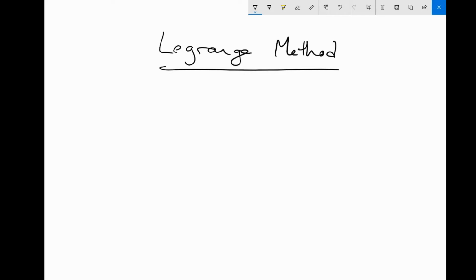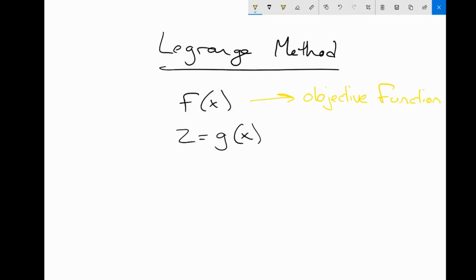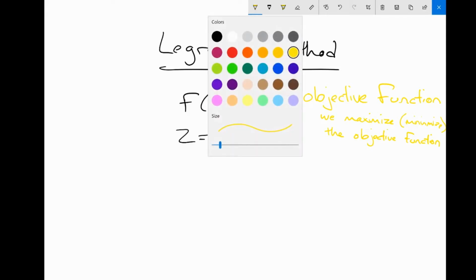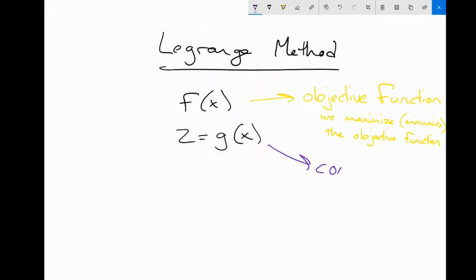What we do is we create a new function. Before we had a function f of x, and then we had a constraint function, some function that constrained our choices on x, and the constraint was this. Let me give some names to these things. This function f of x is called the objective function. This is the function that we maximize, or it could be minimize in other cases, the objective function. And this is the constraint. So here's the objective function, here's the constraint.